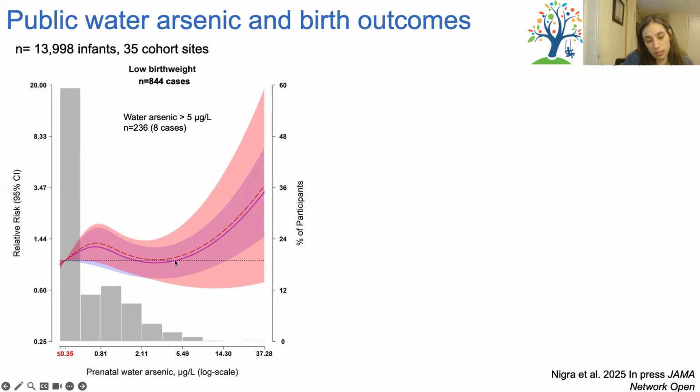It's not clear whether that's real or not, or whether there's some confounding happening here in the middle of the exposure distribution. But an important thing to note here is this relationship looks like there's an increased risk of low birth weight as your water arsenic gets higher. But we still had very few cases. We had very few participants with water arsenic above 5 and very, very few cases. So it's a limited kind of analysis here. I would say limited by precision, by just a low number of cases.